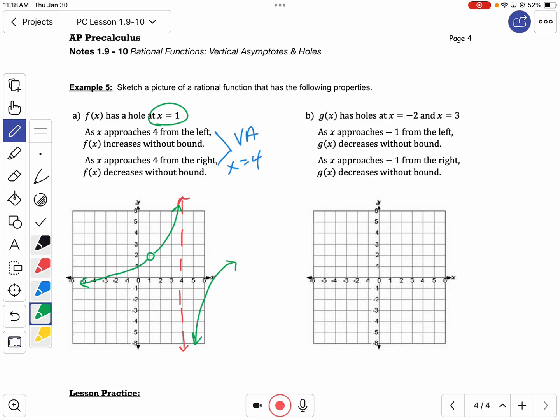So we got two holes this time, one at -2 and one at +3. So I'm going to go in there and draw those at -2 and at +3. I'll put that one right here just for fun. Then it tells me as x approaches -1 from the left, it's going to decrease. As it approaches -1 from the right, it's going to decrease. So this is a vertical asymptote at x equals -1. So let's draw that in.